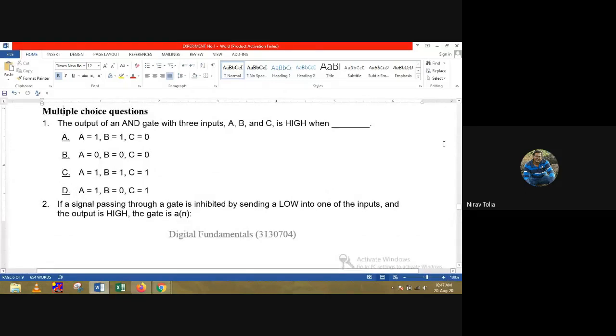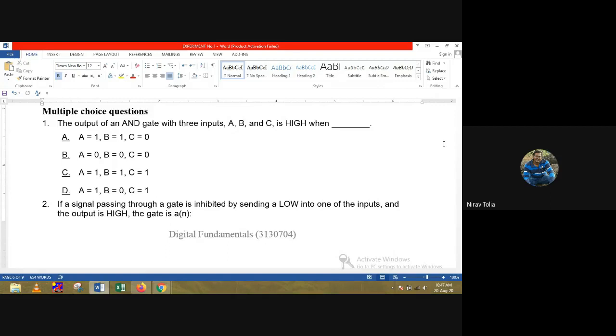So this is question one. Okay, give me the answer in the chat section. The output of an AND gate with three inputs A, B, and C is high when... we have four options. So what is the right option? A, B, C, or D?